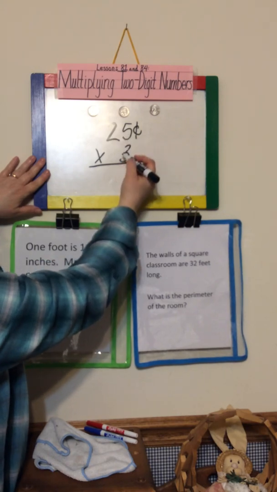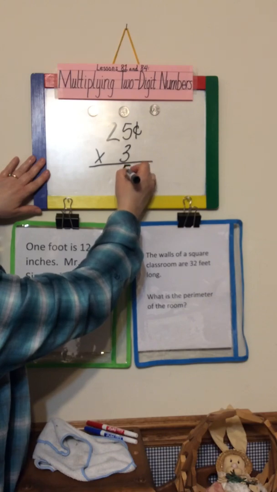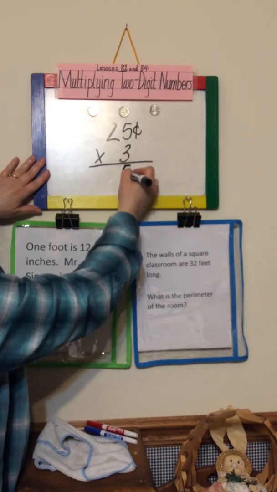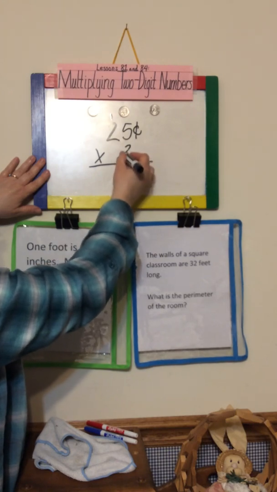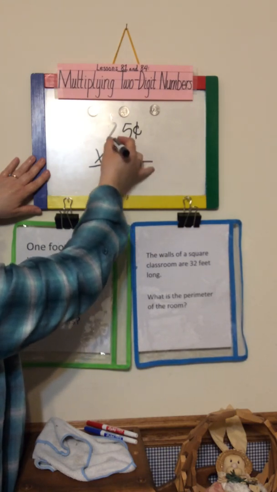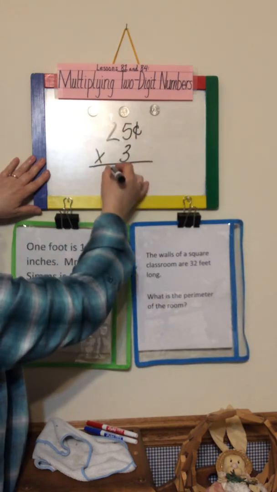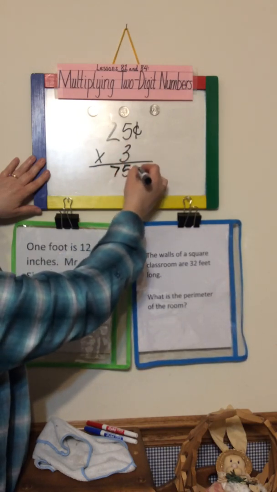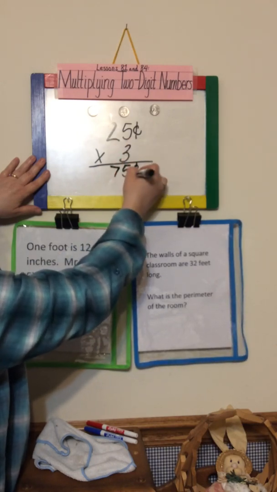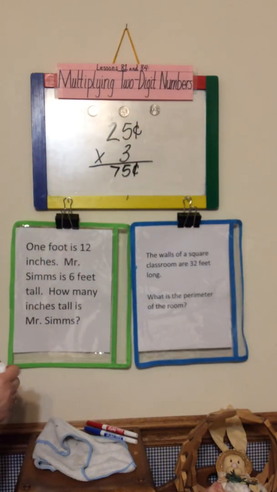3 times 5 is 15. If we have 15, we put the 5 under the ones and the 1 above the tens. And then we multiply the 3 times the tens. So 3 times 2 is 6. We add the 1. 6 plus 1 is 7. 25 cents times 3 is 75 cents. 3 quarters is worth 75 cents.